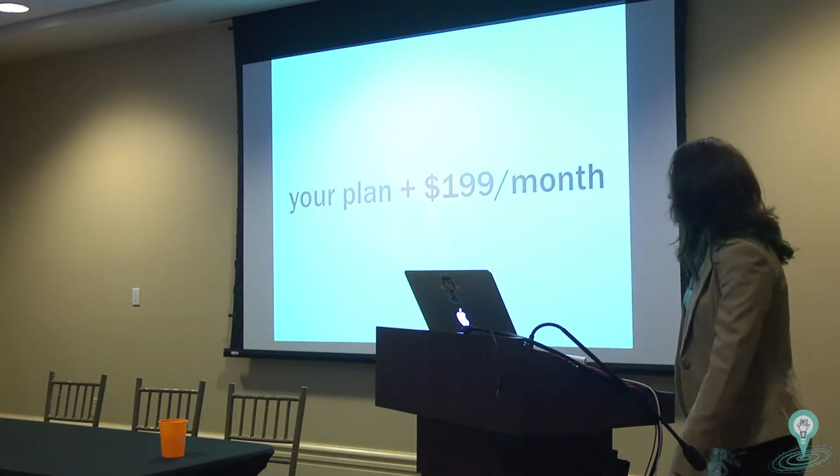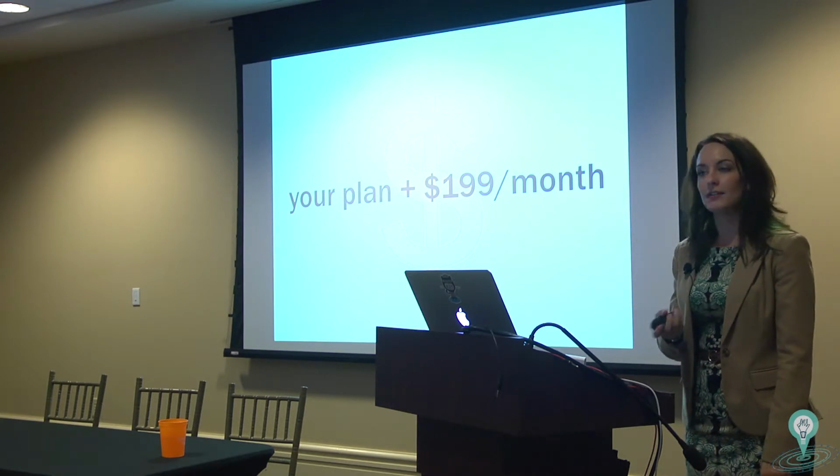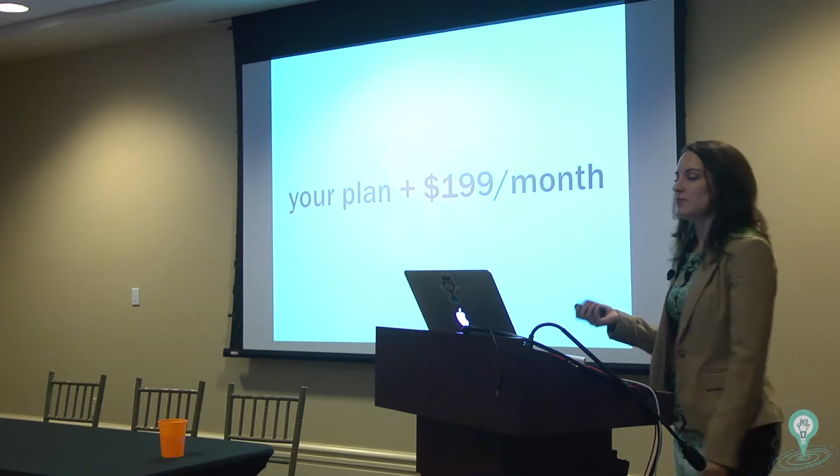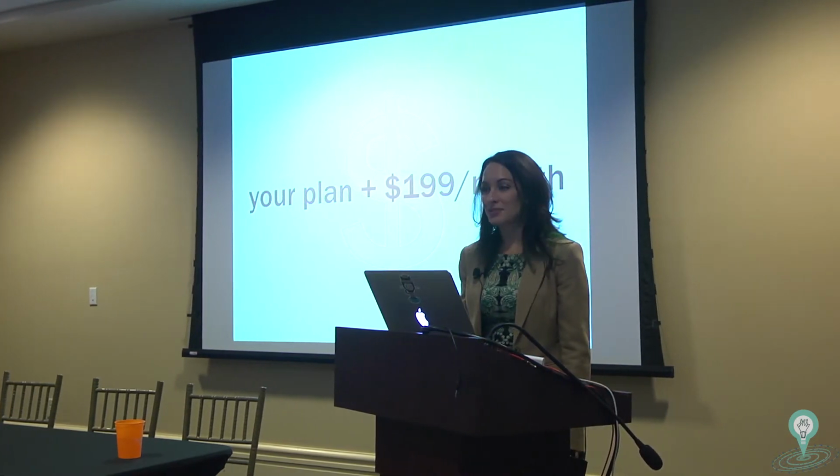And what do we price it? MailChimp Pro is whatever your normal monthly plan is. If you pay us $50 a month, add that to $199, and that is a pro cost.